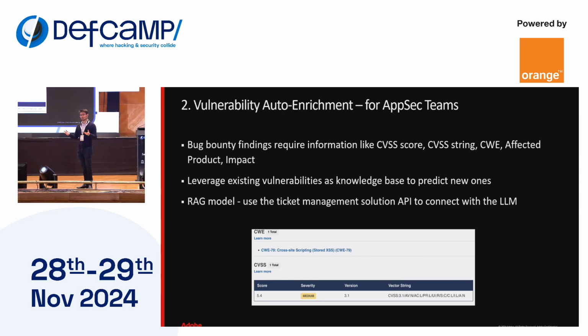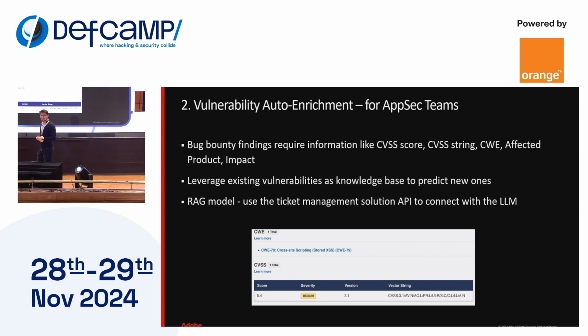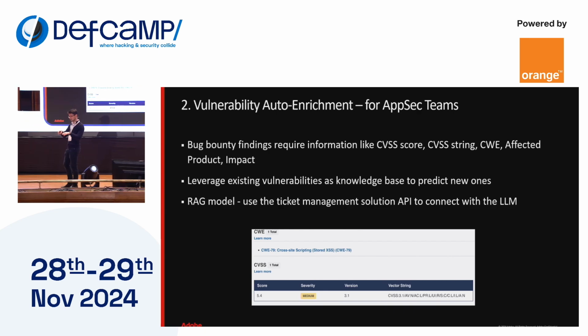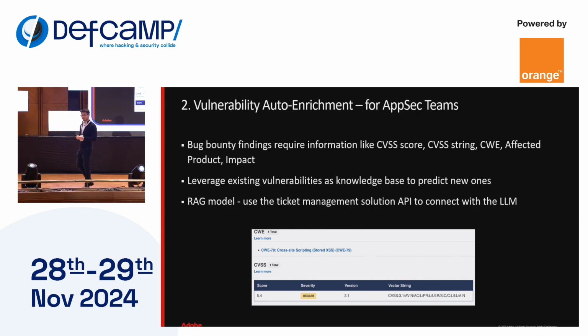So I would like to predict all of that, so when I'm seeing a vulnerability, I will already have this information there. The whole idea behind it is to leverage what you already have. Assuming you have a ticket management system, you ticket the reports from HackerOne, for example, to your ticket management system. I assume you already have these vulnerabilities, and you can use this data to actually predict the new ones.